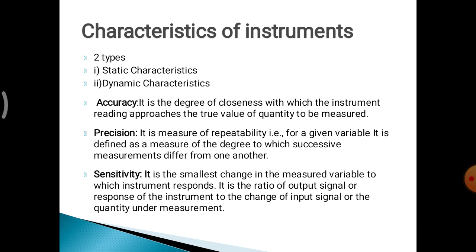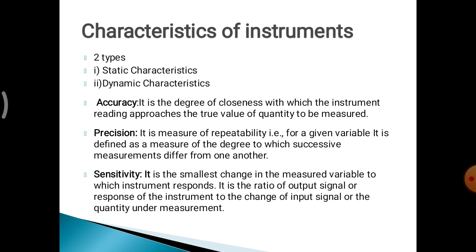Next, come to precision. It is a measure of repeatability. For a given variable, it is defined as a measure of the degree to which successive measurements differ from one another. You take many sets of readings, like 9.1 amps, 9.5 amps, 9.6 amps, and successive measurements differ from one another. This is called repeatability, and that is called precision.